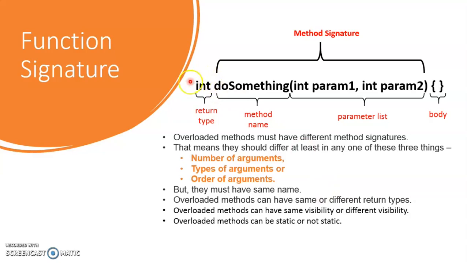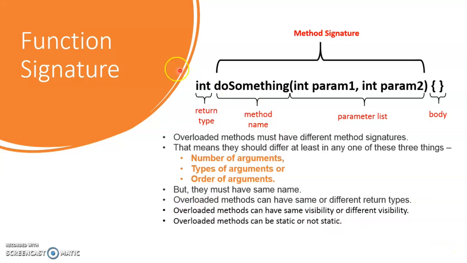Now again, understand, as you can see here, the return type is not a part of the method signature. So if just the return type is different, let's say in the first method the return type is int, and in the second method the return type is double, but the arguments are the same, then in that case it cannot be termed as an overloaded method. It is not an overloaded method because, as I said earlier, the return type is not a part of the method signature.